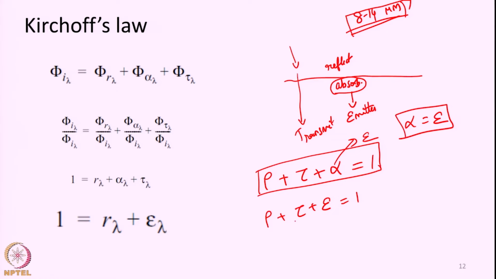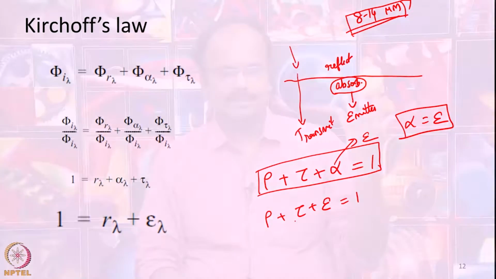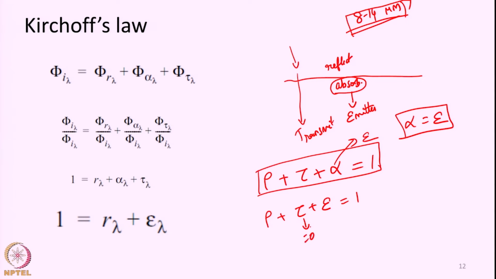And then again, look at commonly occurring earth surface features like sand, vegetation, etc. Most likely they will have zero transmittance to thermal infrared wavelengths. They may not allow the thermal infrared radiation to pass through them; either they may absorb it or reflect it. So naturally, transmittance also will be 0 under these wavelengths. So at the 8 to 14 micrometer range, this equation reduces to reflectance plus emittance is equal to 1.